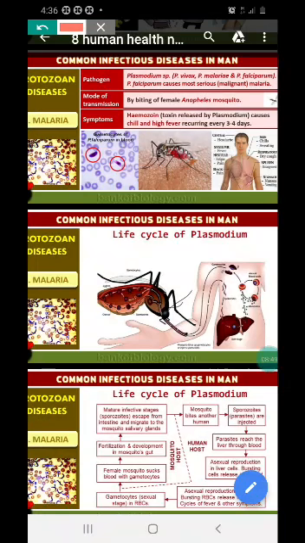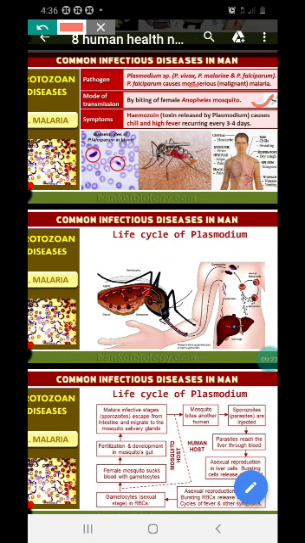So there are many species of Plasmodium which cause malaria, which are Plasmodium vivax, Plasmodium malariae, and Plasmodium falciparum. And Plasmodium falciparum causes the most serious malaria, the most commonly caused disease. And you know which mosquito causes it? The female Anopheles mosquito, right?